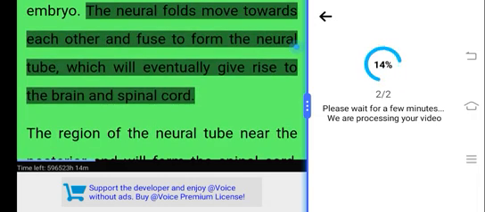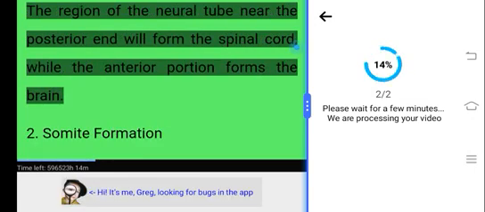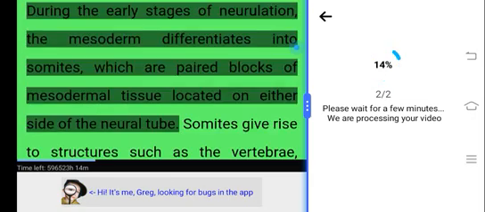The neural folds move towards each other and fuse to form the neural tube, which will eventually give rise to the brain and spinal cord. The region of the neural tube near the posterior end will form the spinal cord, while the anterior portion forms the brain. 2. Somite formation.